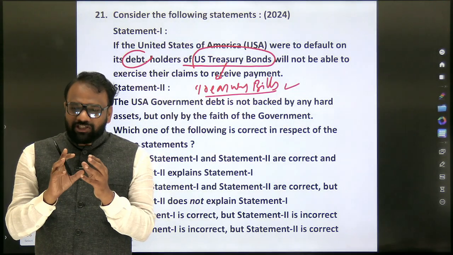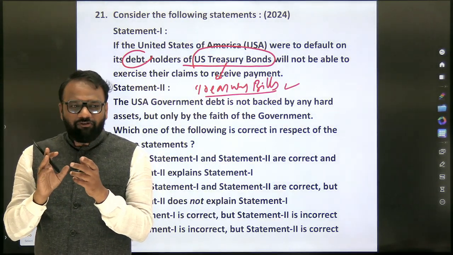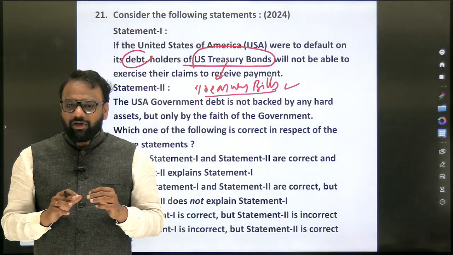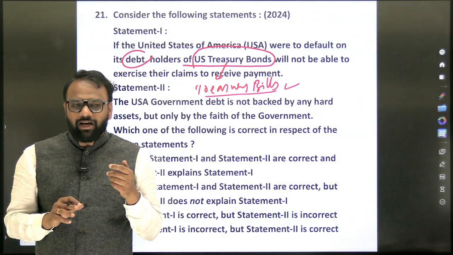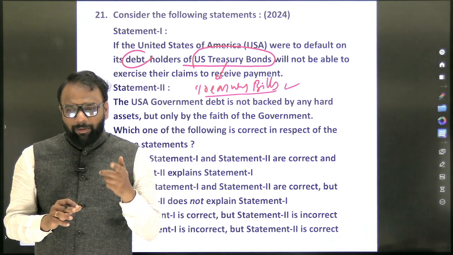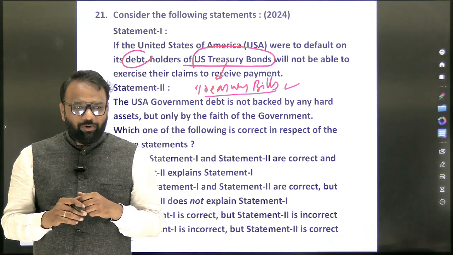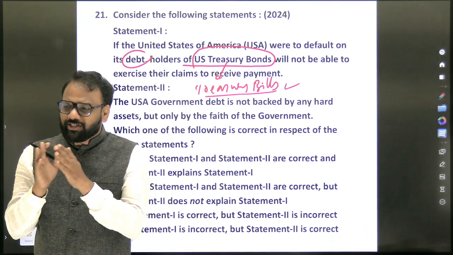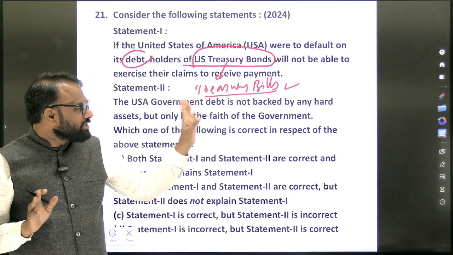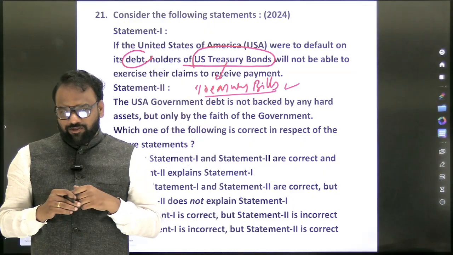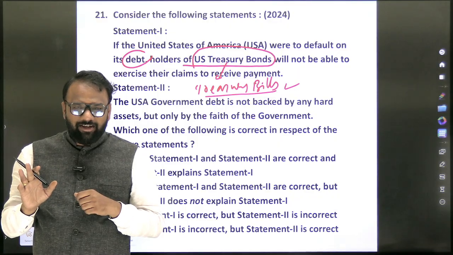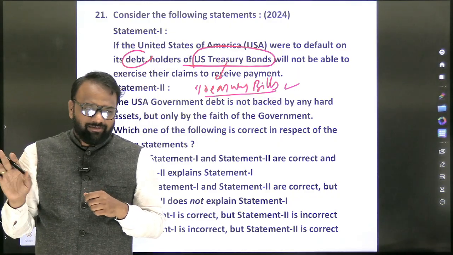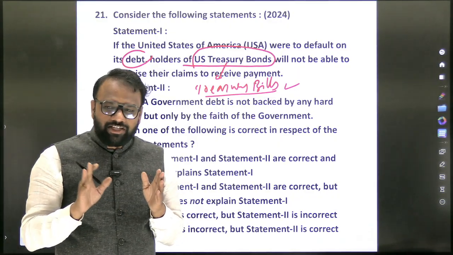See here, the questions related to treasury bills in different formats have appeared repeatedly. So treasury bills, what kind of bonds are they? Whether they are zero coupon or coupon paying? Zero coupon bonds. So we already know what zero coupon bonds are. Now treasury bills, who can purchase treasury bills? Government? No, government will not purchase. Central government, state government. See, who all can purchase treasury bills?